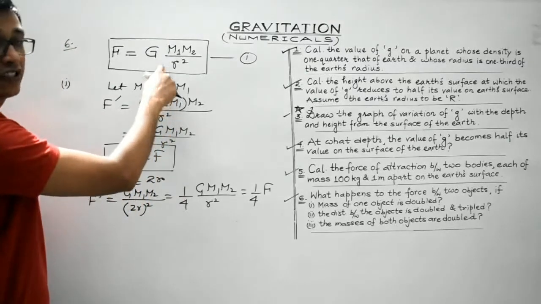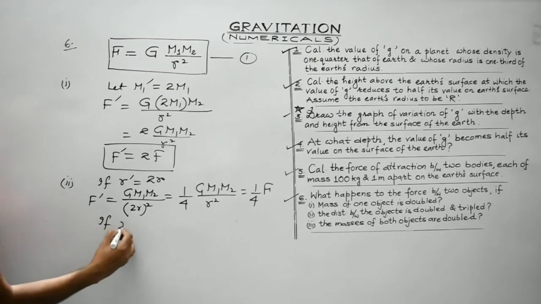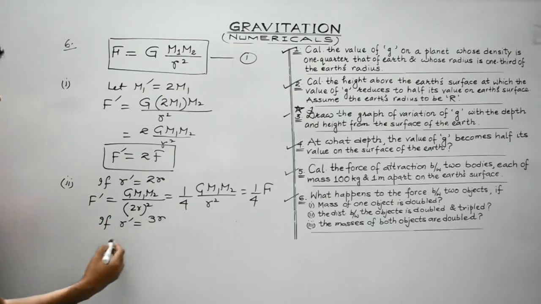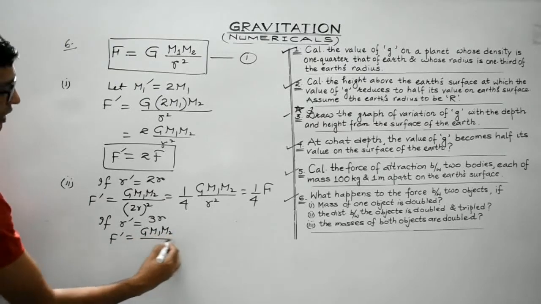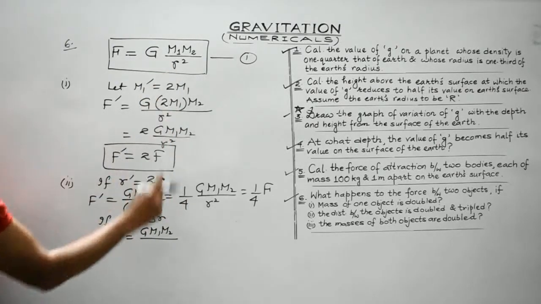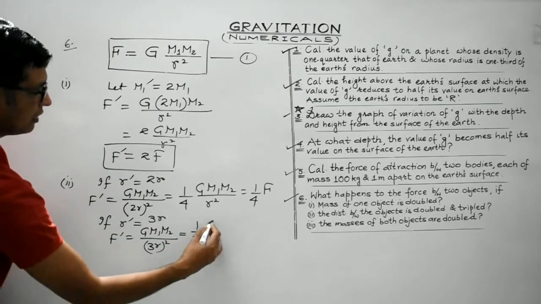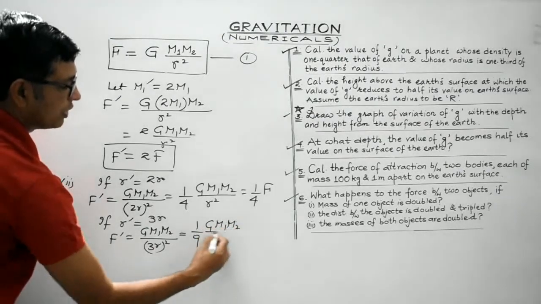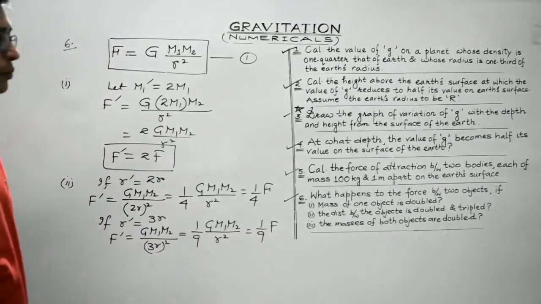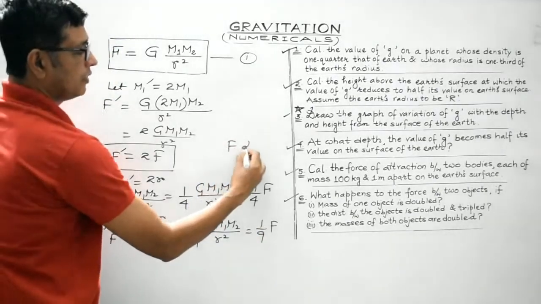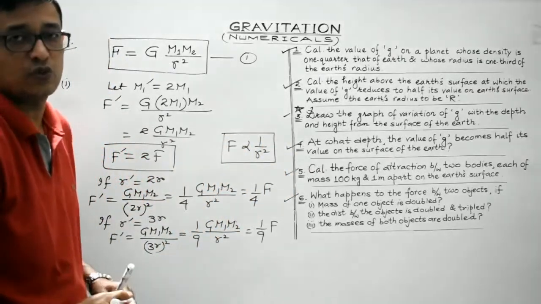If the distance is made 3 times, it will become 1 by 9 times. Similarly, if r dash is equal to 3r, it will be inverse square law. Then F dash will be G m1 m2 divided by, in place of r write 3r, so we get 3r whole square. So it will be equal to 1 by 9 G m1 m2 divided by r square, which is 1 by 9 times F. So it's pretty simple. Look, F is inversely proportional to the square of the distance. This we have discussed is known as the inverse square law.